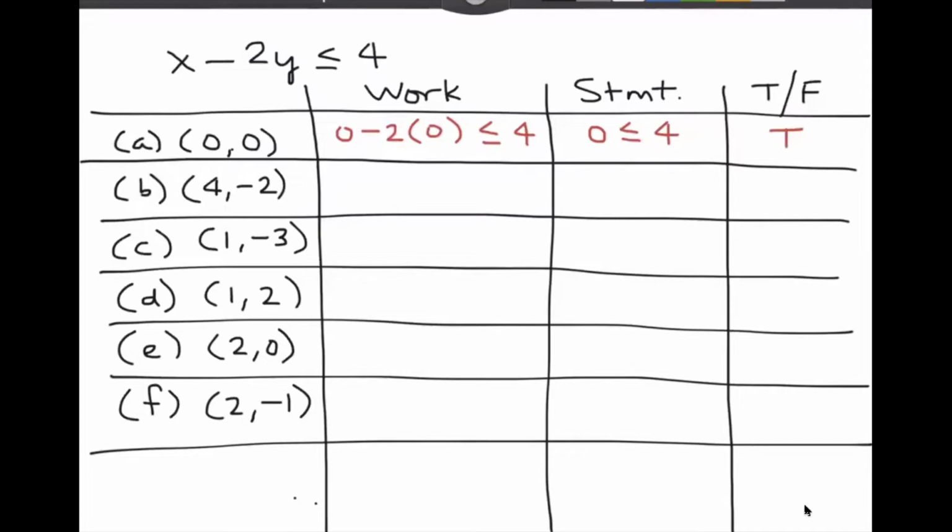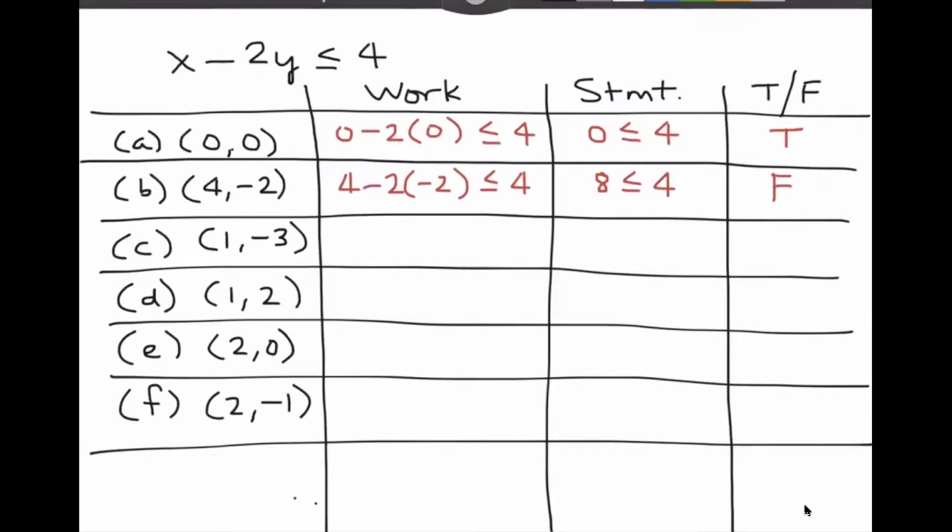The next one is (4, -2). Putting that into the inequality will give us 4 minus 2 times negative 2 is less than or equal to 4. 4 minus 2 times negative 2 is 4 plus 4, which is 8. And of course, 8 is less than or equal to 4 is a false statement. All right, so at this point, if you want to pause the video and try the rest of these, I encourage that. Come back and compare notes when you're ready.